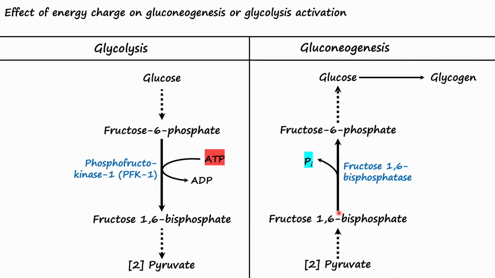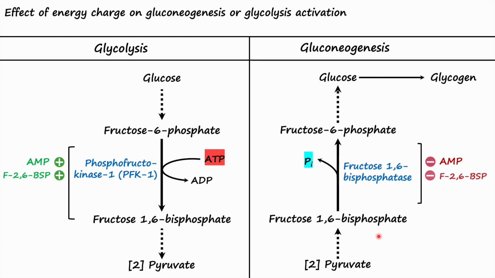Now I again want to talk about the effect of energy charge on gluconeogenesis and glycolysis activation. For instance, let's say that the energy charge of the cell is low. That means there is an increased level of AMP, and when AMP level is high, it actually activates the phosphofructokinase 1 enzyme to activate the glycolysis pathway. Now the glycolysis pathway is also activated by fructose 2,6-bisphosphate that we just learned in the previous slide. Now on the other hand, when cellular energy charge is low, AMP can actually inhibit fructose 1,6-bisphosphatase to inhibit the gluconeogenesis pathway.